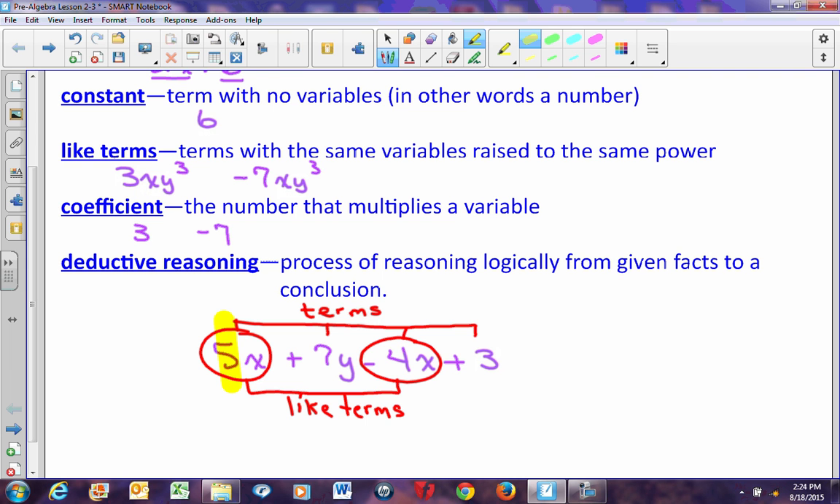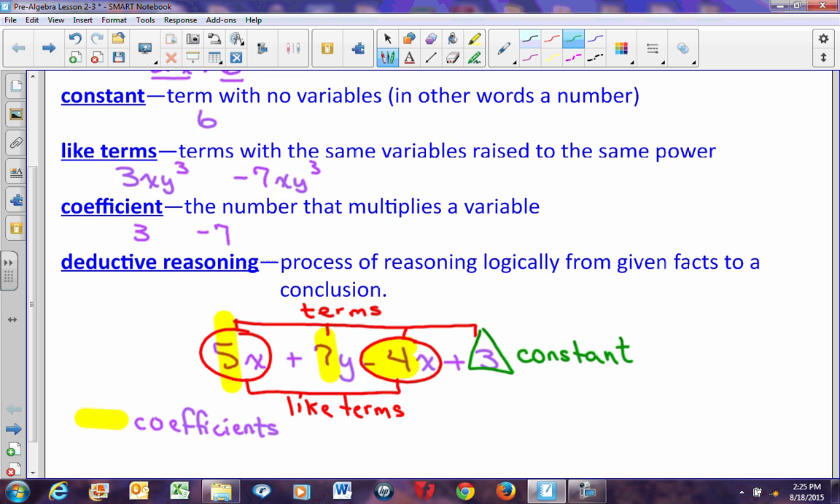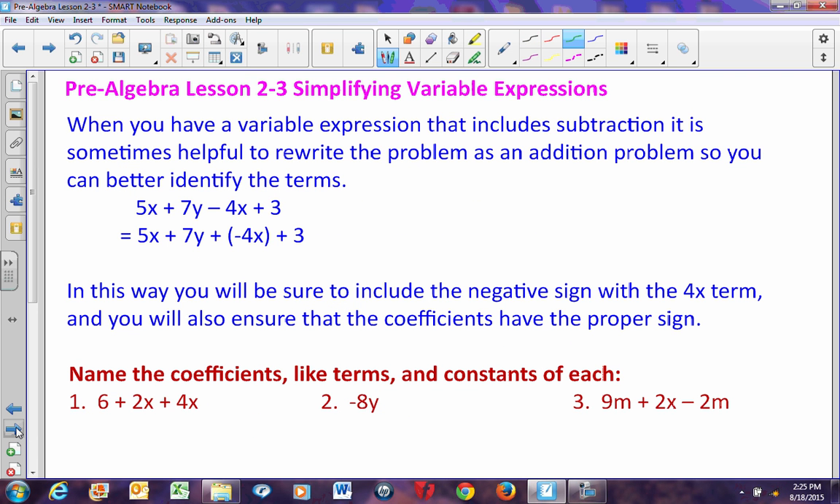The 5, the 7, and the negative 4, notice I'm assigning a sign to each number. Those happen to be coefficients. And last but not least, the 3 is a constant. It's never going to change. 3 will always be 3. When 3 stops being 3, I stop teaching math. Simple as that. All right.